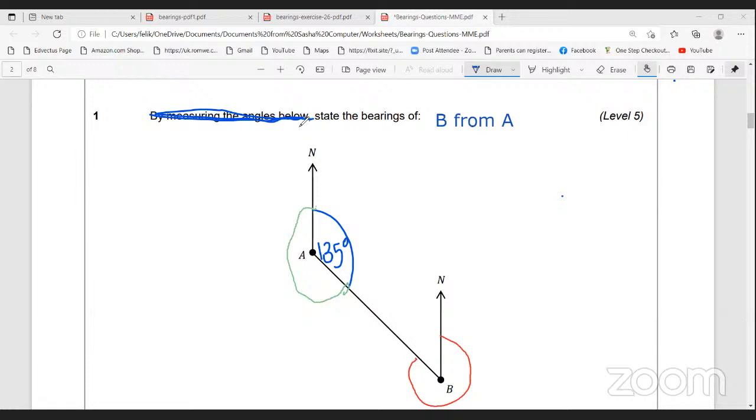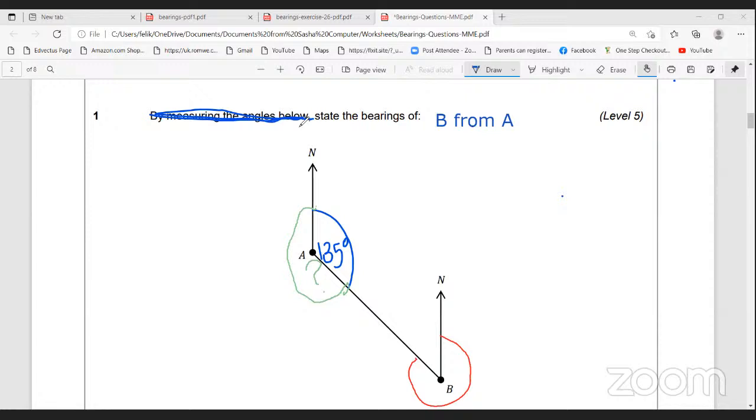That's what the question is asking us to find, the bearing. Is that what it's asking us to find? Yes, miss. From the north line to the line AB. From the north line, clockwise.